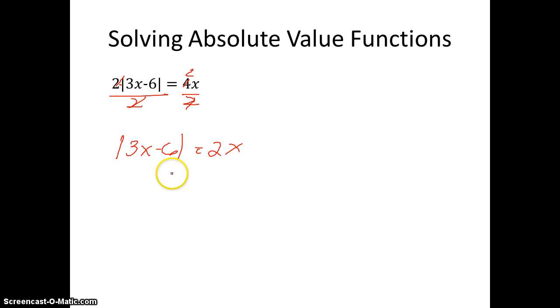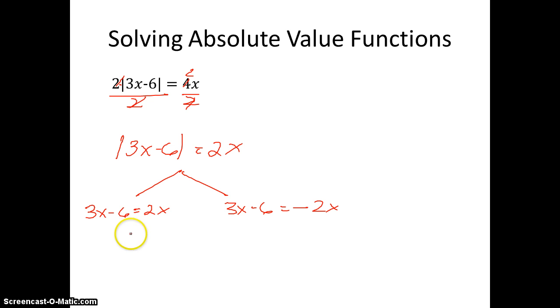And now we split. My absolute value is isolated. There's nothing else I can do to isolate it. This is just another term. It's a line. So we're going to see where these meet. So I have 3x minus 6 equals 2x. And then I have 3x minus 6 equals negative 2x.